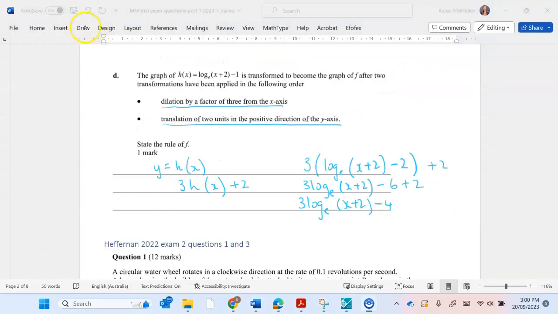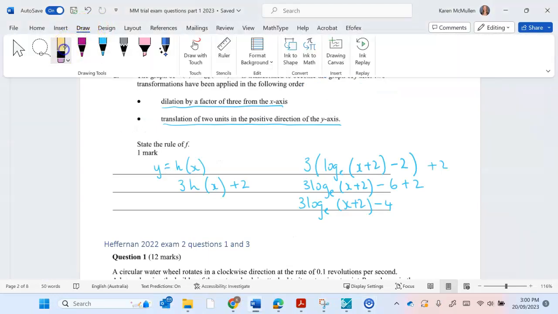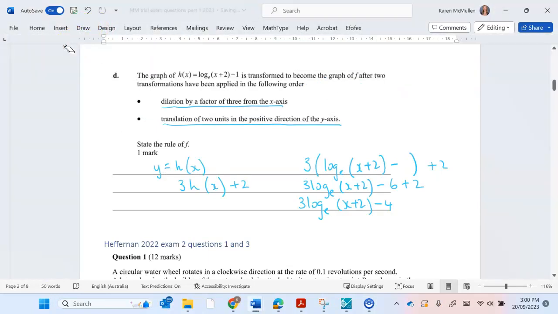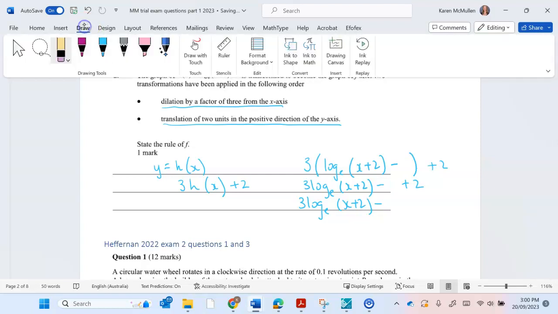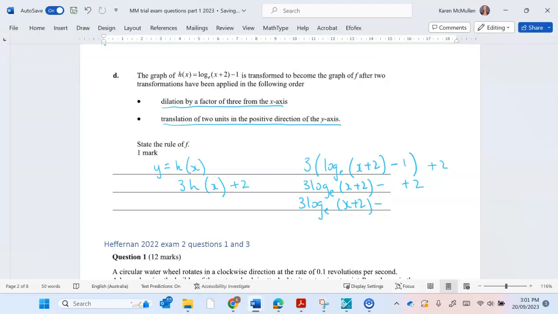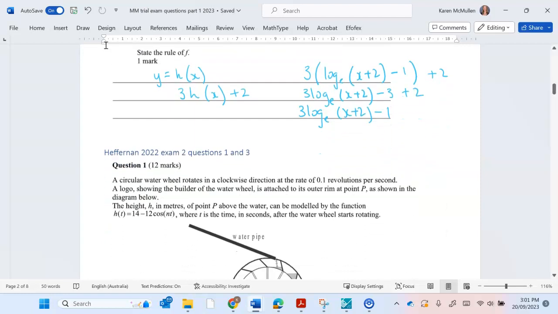Sorry guys, I just realized I made a mistake and you may have picked that up. This should be a minus 1, which would then change these numbers. So let me just quickly change that. Sorry, I copied it down incorrectly. So that's going to be minus 3. So that should be minus 1. I just copied the rule incorrectly. So a good reminder to always check that you're copying down things correctly.